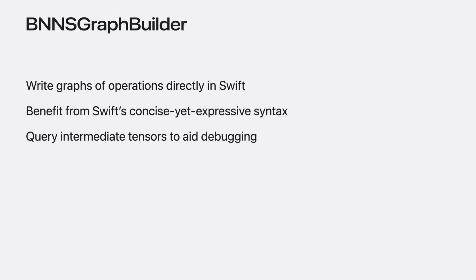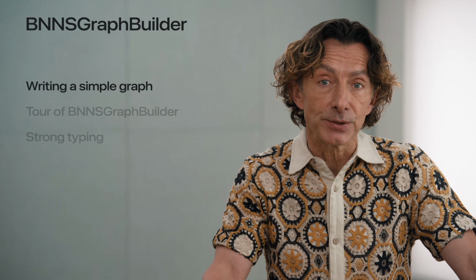BNNS Graph Builder also allows you to query intermediate tensors for properties such as shape and data type, and this helps you to debug graphs. And typed tensors allow Xcode to autocomplete and reduce the chance of runtime errors. Let's look at the new syntax, type checking, new methods and operators, and how to query intermediate tensors, all features that were not previously available.